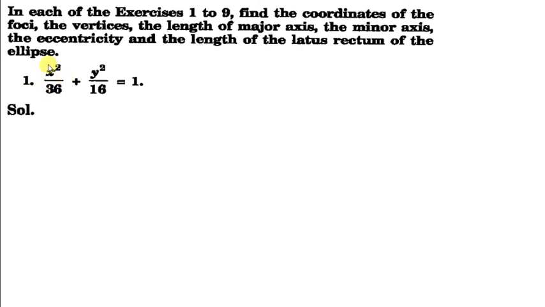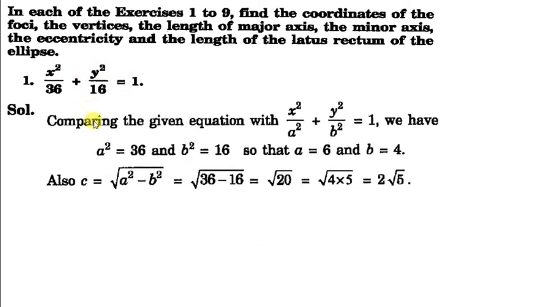Here the denominator of the x square term is greater than the denominator of the y term. It means its major axis is the x-axis, so we will compare it with the equation x square upon a square plus y square upon b square equal to 1. Now comparing it with this equation, we find that a square equals 36, b square equals 16, so a is equal to 6 and b equals 4.